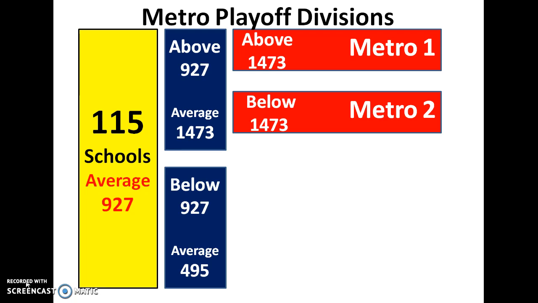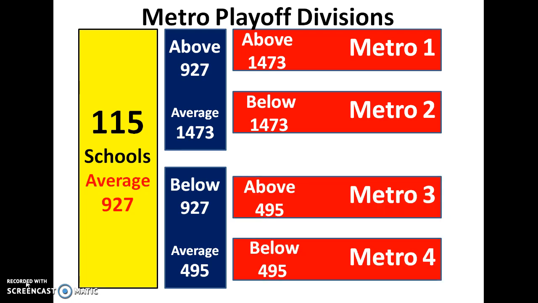Now take the bottom half. The average enrollment of the schools in the blue on the bottom half is 495. Anything at or above 495 would be considered Metro 3. Anything below 495 would be considered Metro 4.